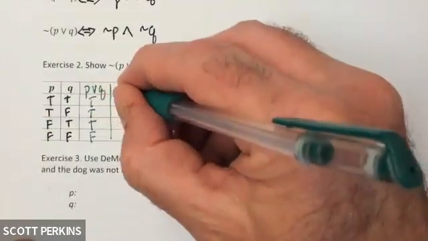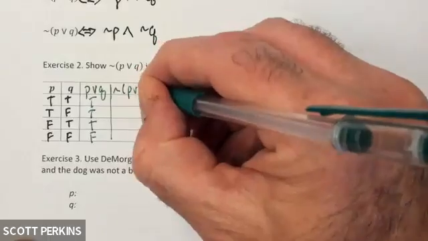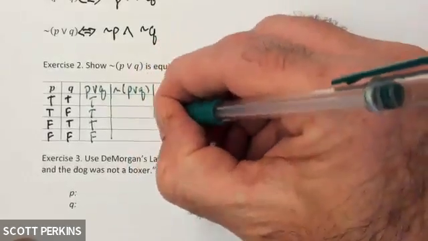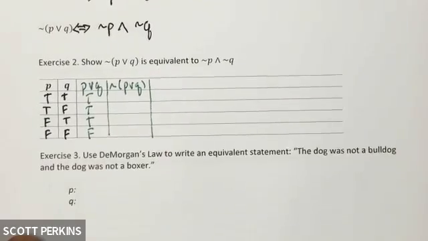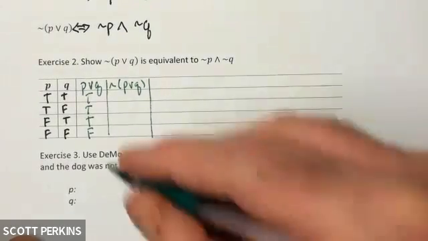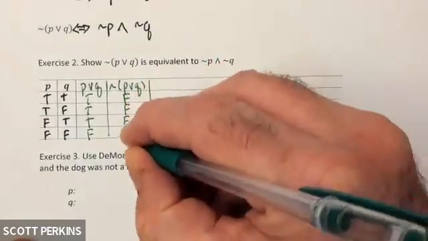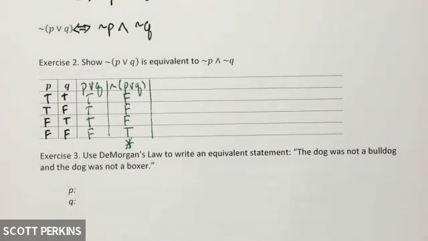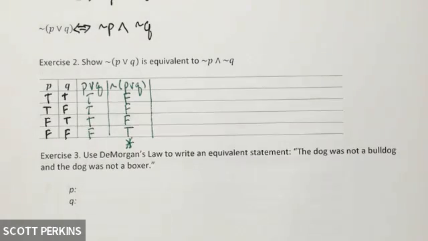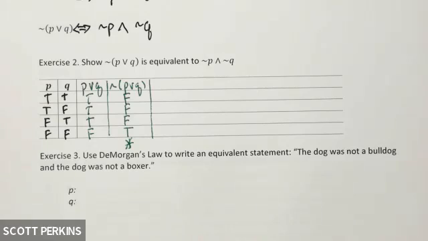And then the squiggly out front just means take that green column that I have right there, and we're going to make the exact opposite truth values. So instead of 3 trues and a false, it's going to be 3 falses and a true. And I'm going to put a little star below it because we are verifying that these two things are equivalent. We're looking for the exact same truth values.